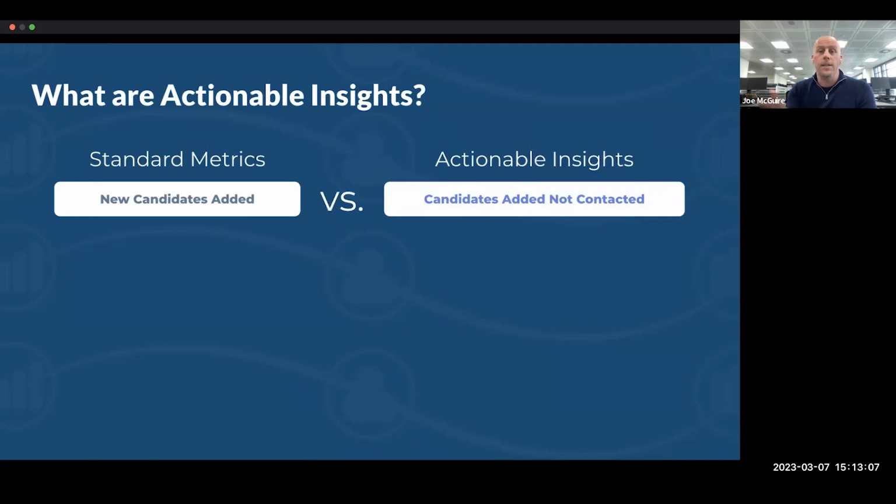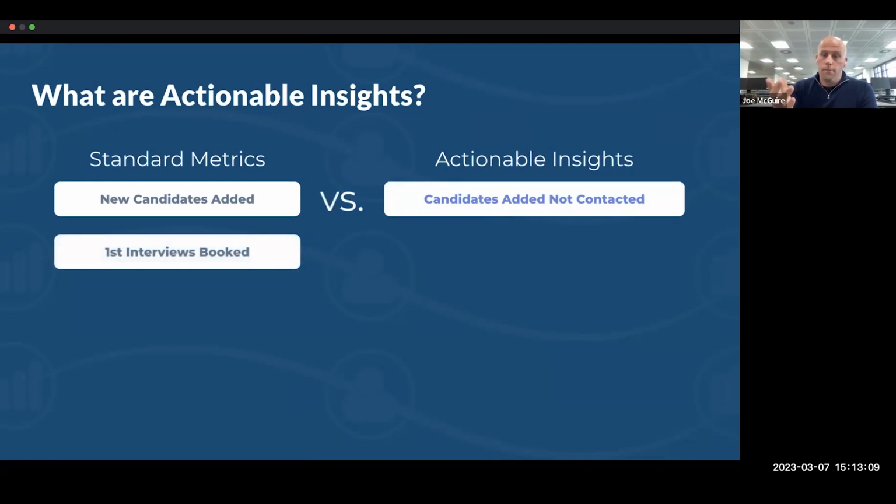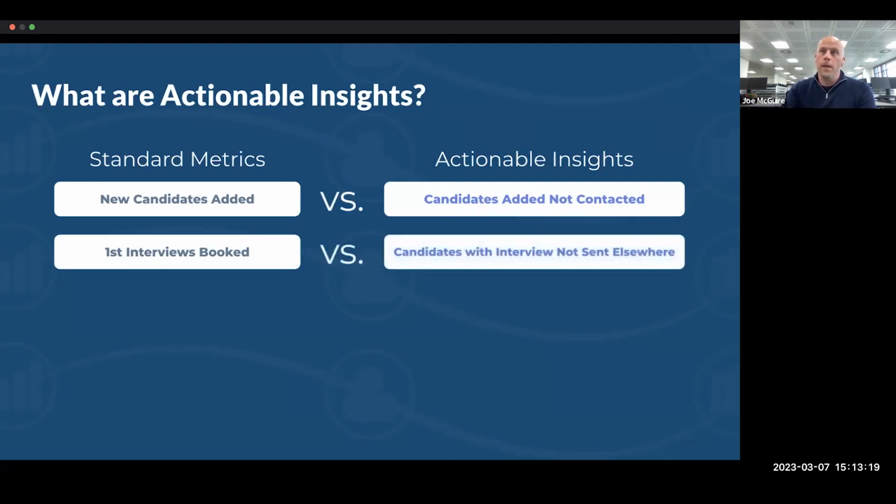Another example might be how many interviews someone's booked. So ultimately, it's a very important metric. But in a candidate short market, making sure that that candidate is being presented to multiple clients is the best way to place more of them. So we can introduce metrics like candidates that have got an interview that haven't been sent anywhere else.